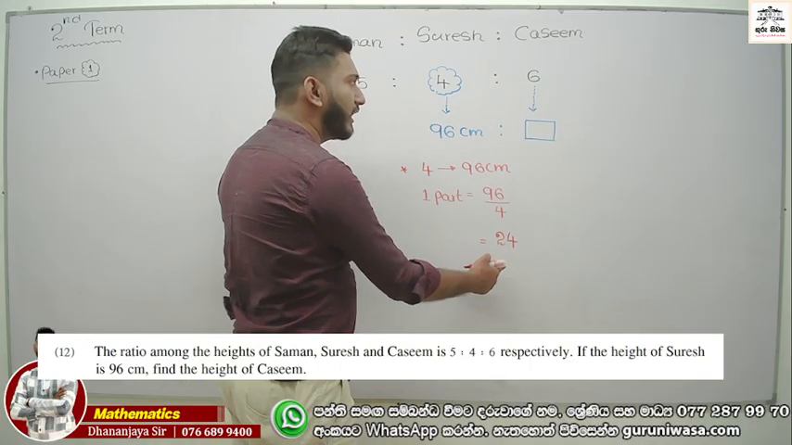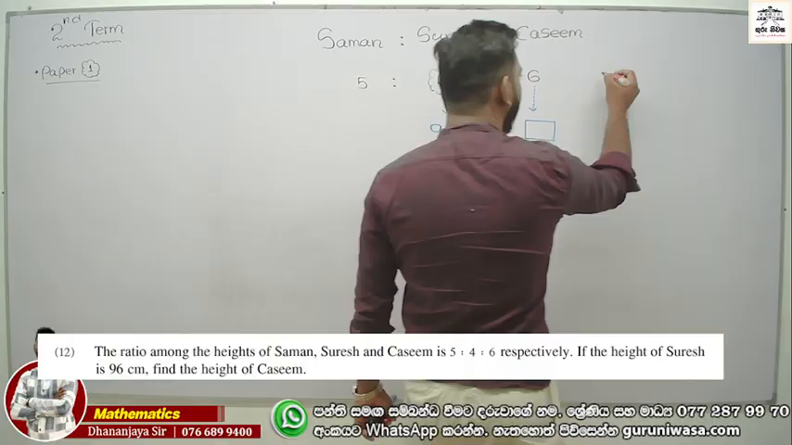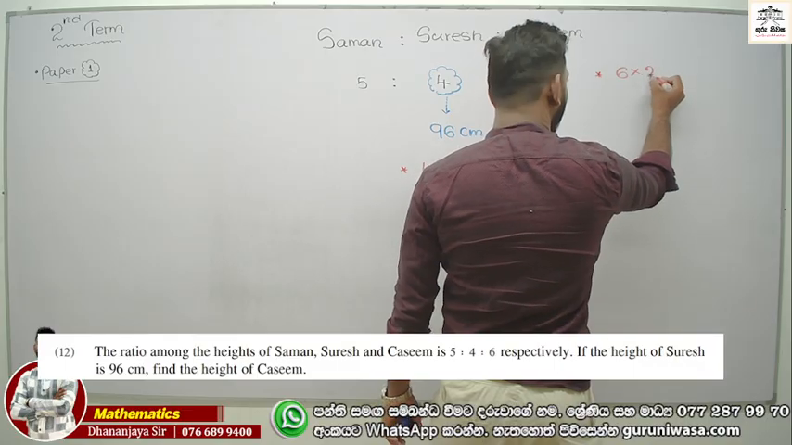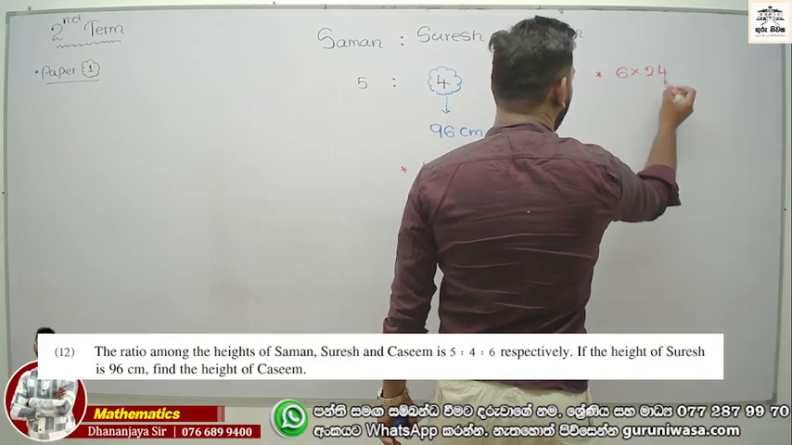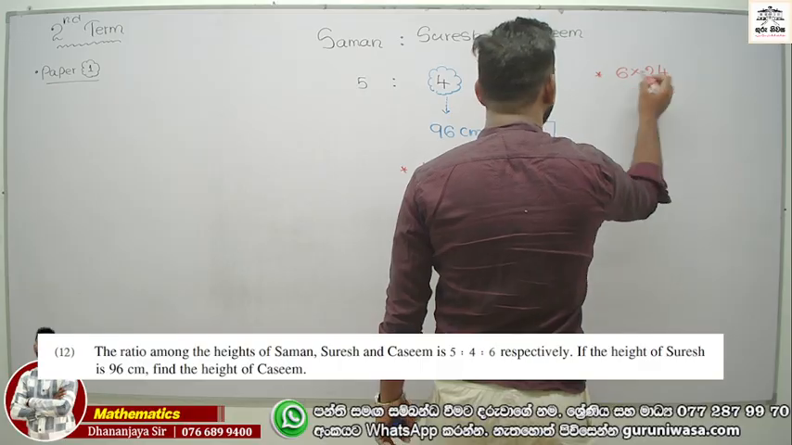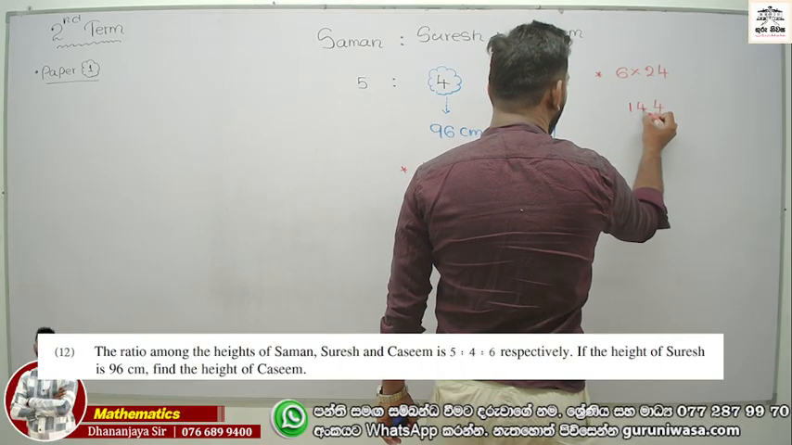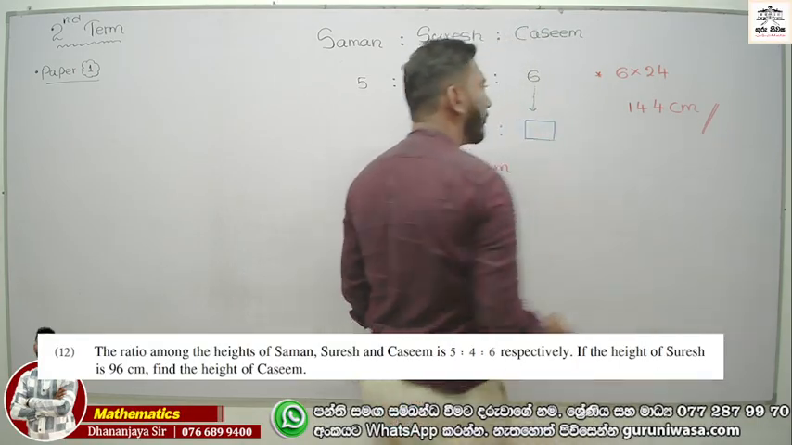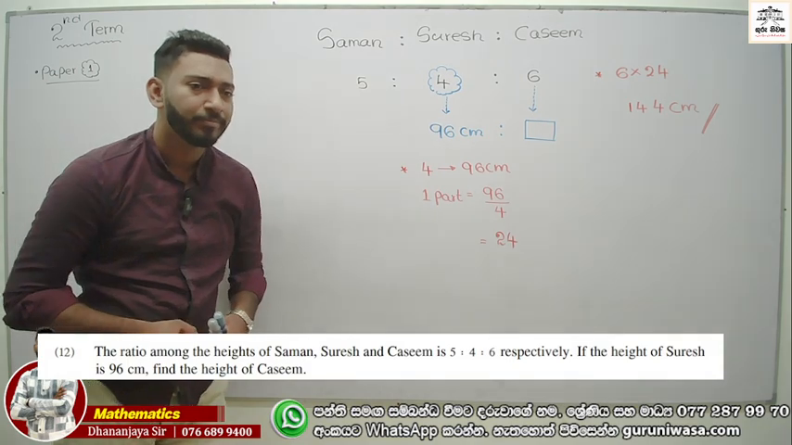Now you need to find the answer for 6 parts. Then you need to multiply by 24. 6 times 4 is 24, 2 remainder, and 12 and 2 is 14. So the answer is 144 centimeters.